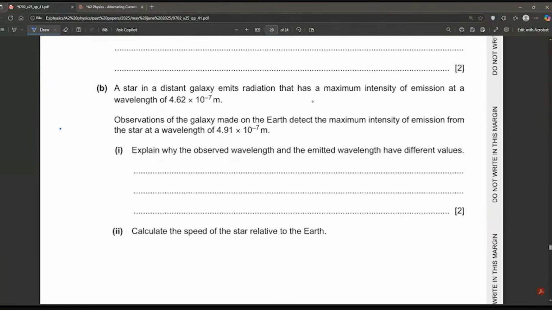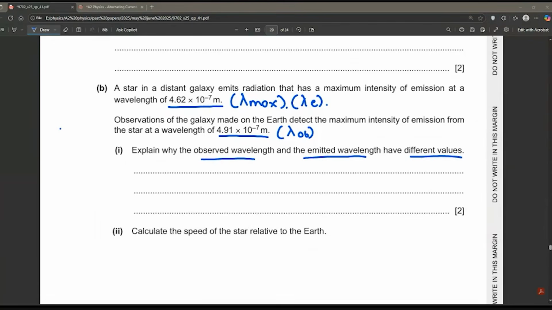A star in a distant galaxy emits radiation that has maximum intensity at a wavelength of this. Okay, so this is your wavelength maximum. Observation of the galaxies made on the Earth detect the maximum intensity of emission from the star at this wavelength. So this is basically वो वाली wavelength जो आपने Earth पे observe की है. This is the wavelength that is emitted on the galaxy. Explain why the observed wavelength and the emitted wavelength have different values. Observed और emitted की different values क्यों है?